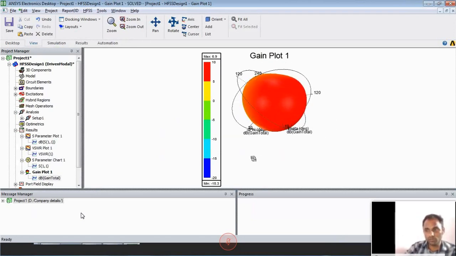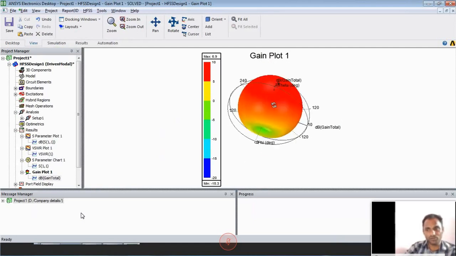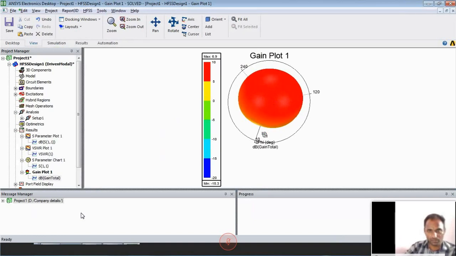I think you all know about the full lobe as reddish, and yellow also having a positive value. So 5 dB gain in ideal condition. Okay.